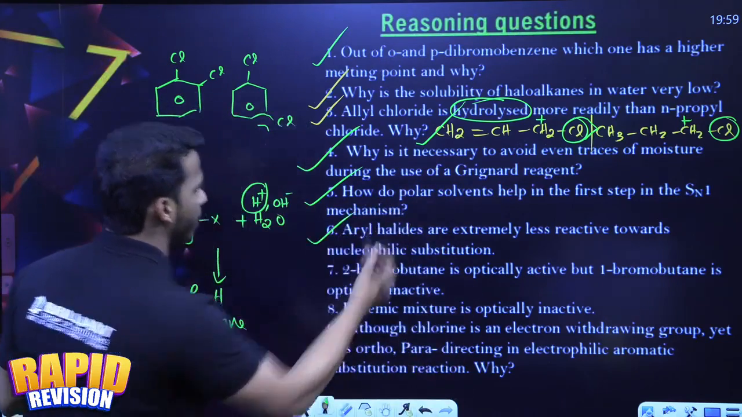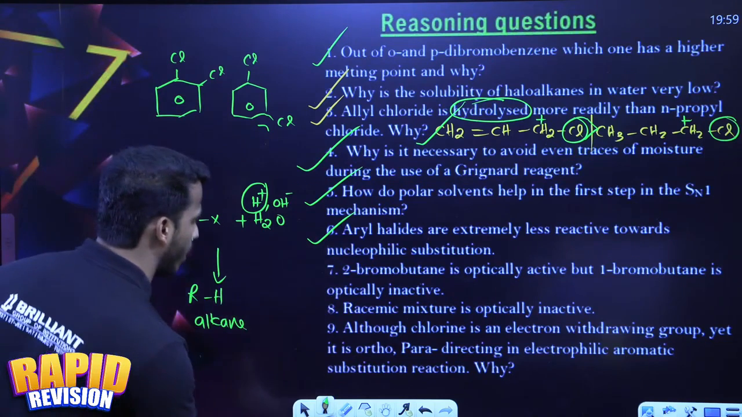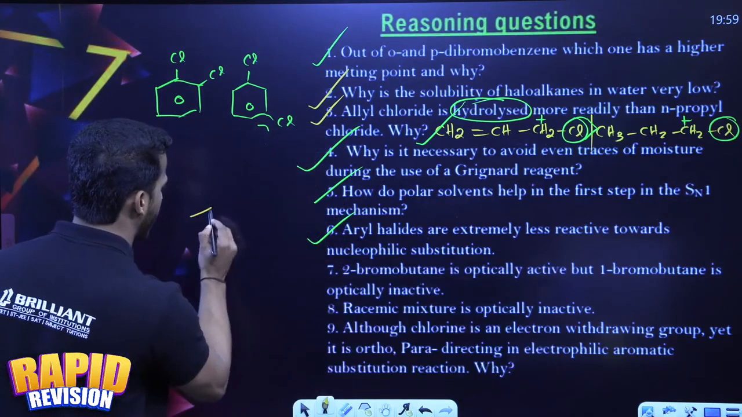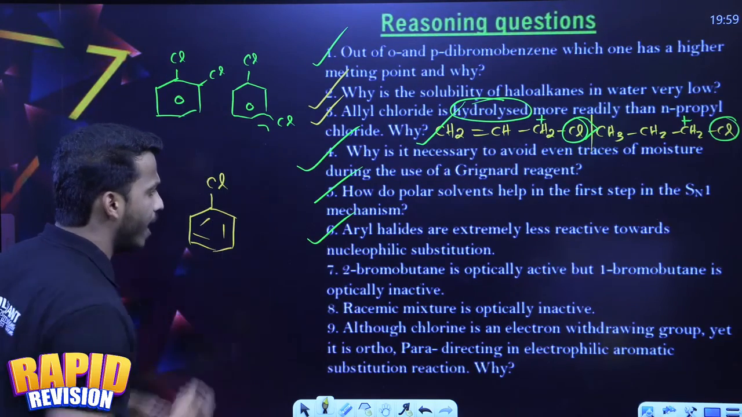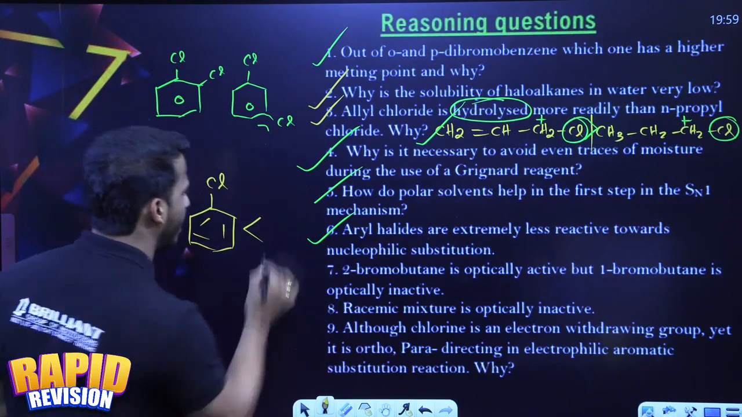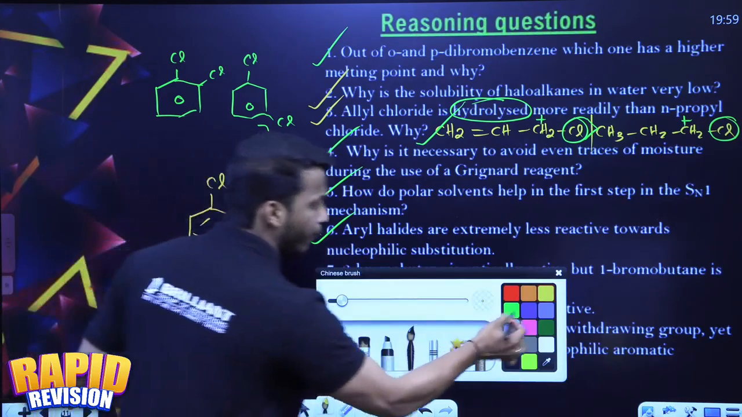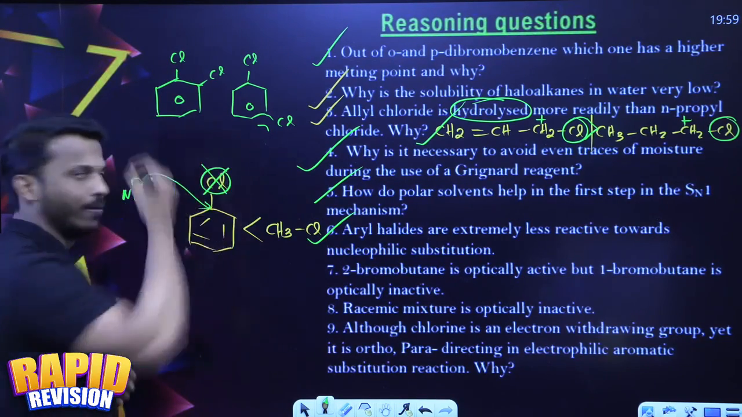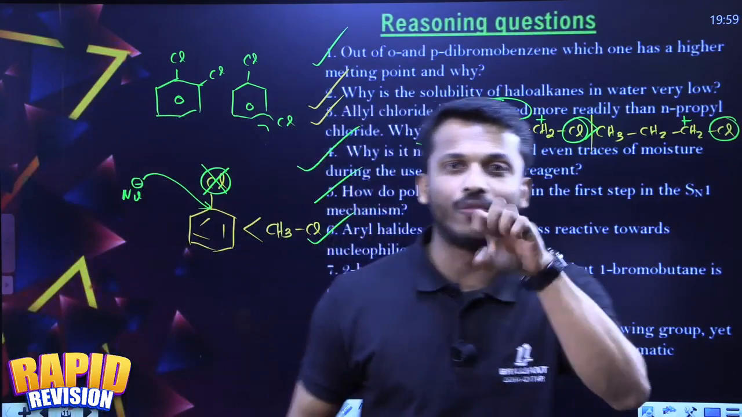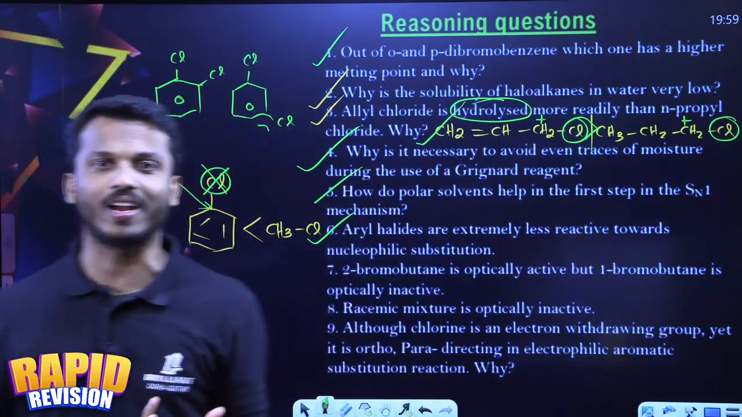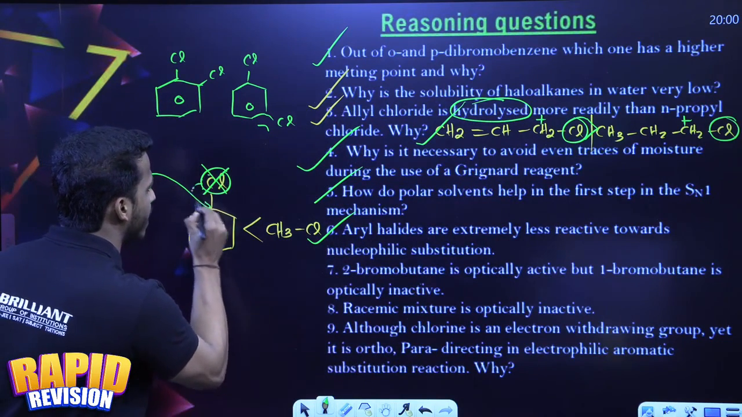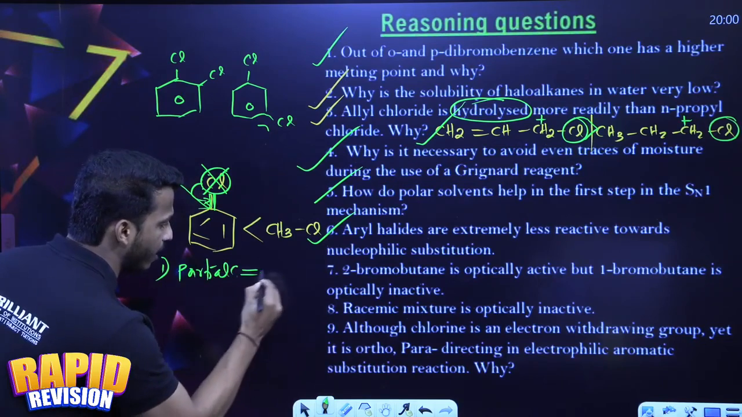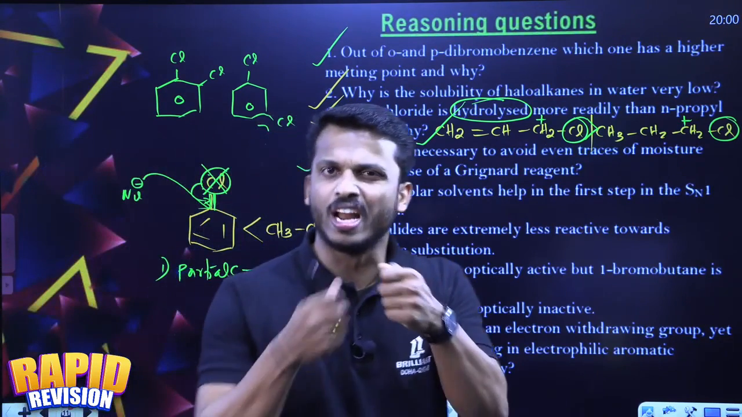Okay, question number 6: aryl halides are extremely less reactive towards nucleophilic substitution. It's a repeated question, dear all. Let me take one example, chlorobenzene. It is less reactive than which one? Haloalkane, for example CH3Cl. If a nucleophile wants to substitute, first of all we have to remove the chlorine. But you know, from haloarene the removal of halogen is difficult. Why is it difficult? There are two reasons. One reason: due to resonance, it makes a partial double bond between carbon and halogen. You know, a double bond is a stronger bond, so it's difficult to break.